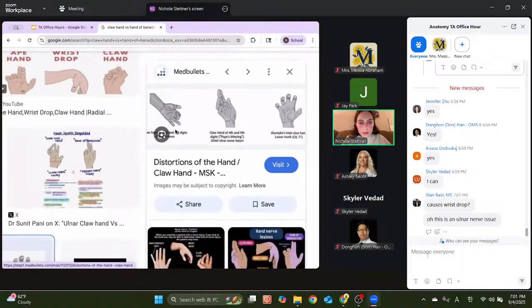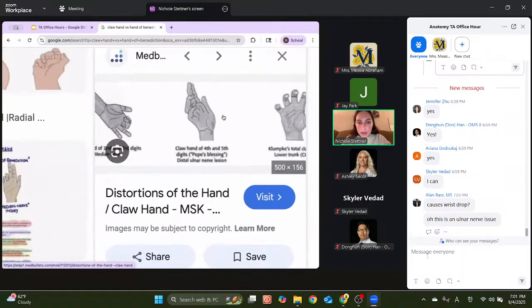Hello, what is this doing? I like this claw hand. That one's a good one. That's literally what it looks like. And the patient cannot move their fingers straight.